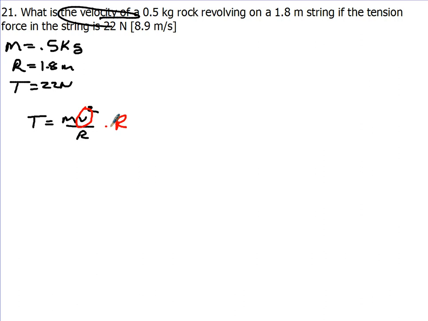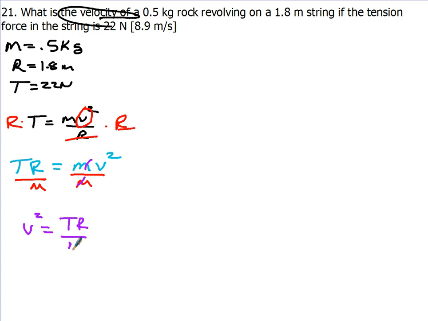So the first thing I'm going to do is multiply through by r to get r out of my denominator. So let's see. T times r is mv squared. Those have canceled. The next thing I want to do, I want v, so I'm going to divide through by m. So what happens? Those cancel. So v squared is tr divided by m. Now I want to get rid of the square. The inverse of square is square root. So v is the square root of tr divided by m.